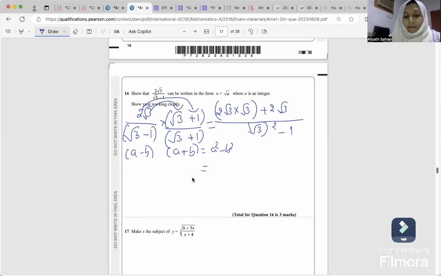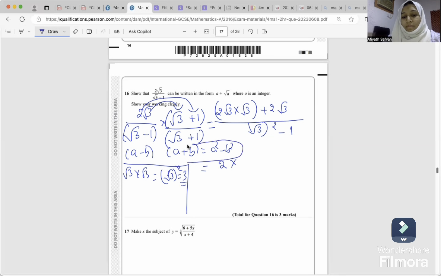So if you want, I can show the simplification over here. Root 3 into root 3 is going to be root 3 whole square, which is simply 3. So the square and the root will get cancelled and you are left with 2 into 3 plus 2 root 3 divided by root 3 whole square. As I told you, it will become 3 minus 1, which is going to be 2.